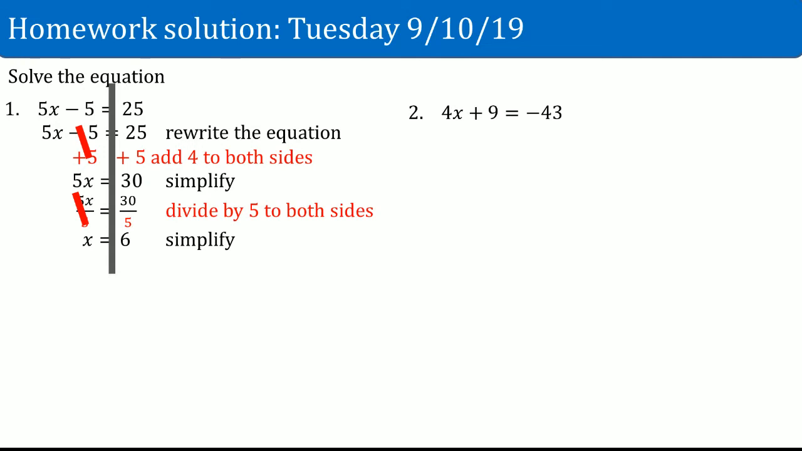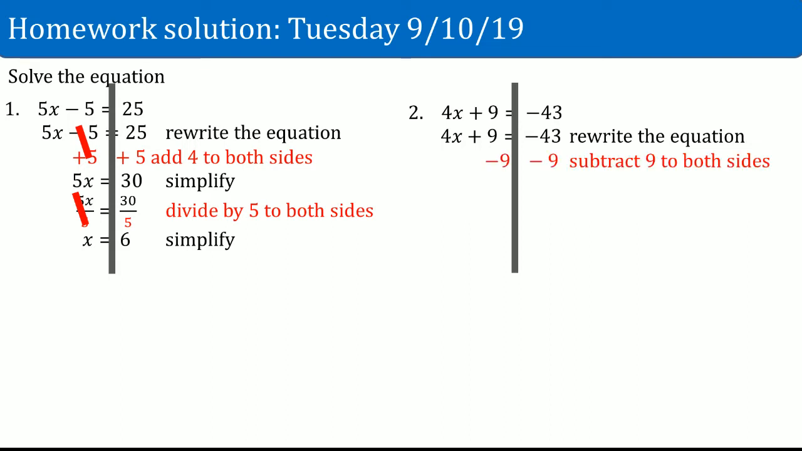Number 2, I have 4x plus 9 is equal to negative 43. First step is always to rewrite the equation and draw a line straight down. Separate the left from the right. Here, I have the 4x plus 9. The most outward thing is the plus 9. How do I get rid of a plus 9? It is to minus 9 or subtract 9. So I subtract 9 from both sides.